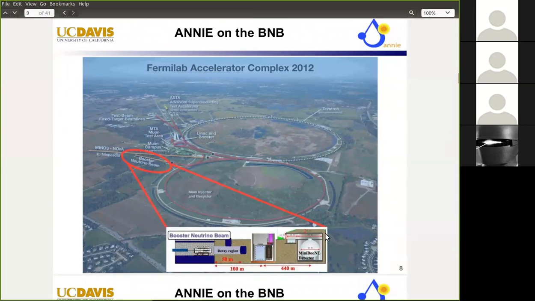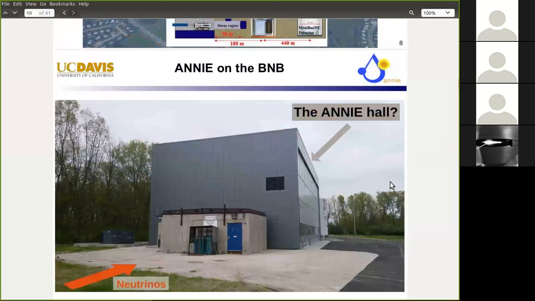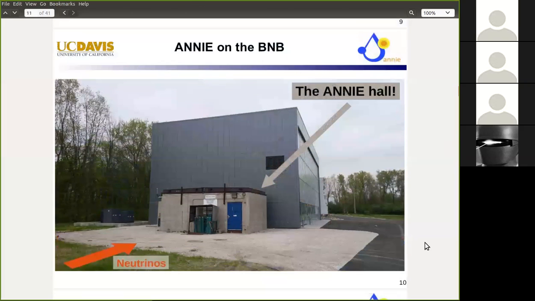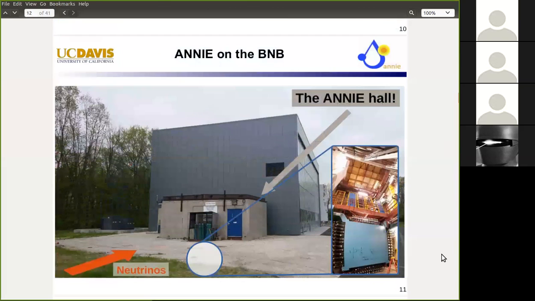ANNIE is located 100 meters away from the Booster Neutrino target. It's located here. So you can see that this is the hole and neutrinos are coming from the bottom left. But if you have been to Fermilab in the past months, you will notice that this is actually not the hole. This is the hole. This is the very small building next to the SBND hall. And the ANNIE detector is located 2 stories underground in this particular smaller building.